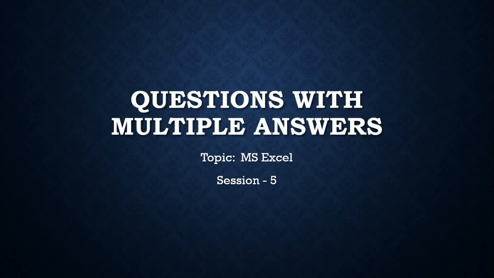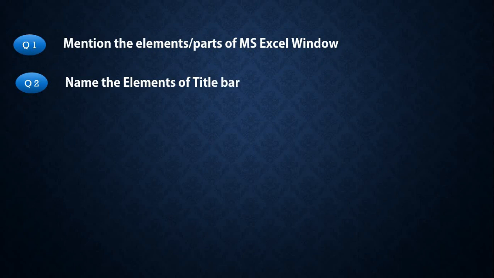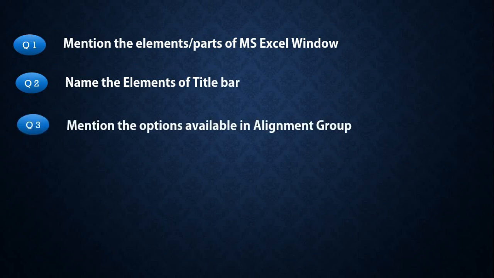Questions with multiple answers. Topic MS Excel, Session 5. The first question: mention the elements of MS Excel window. Name the elements of title bar. Mention the options available in alignment group.